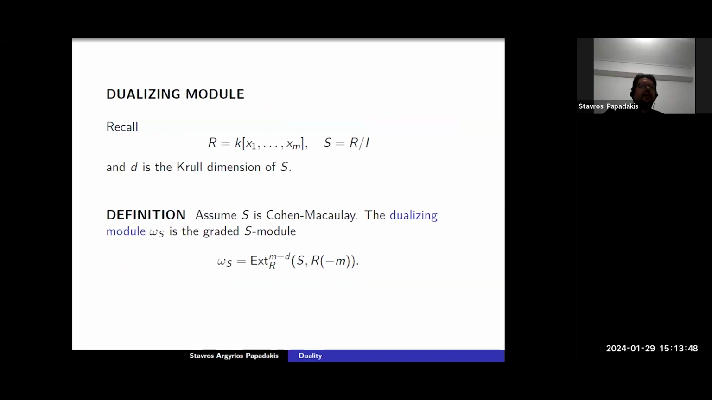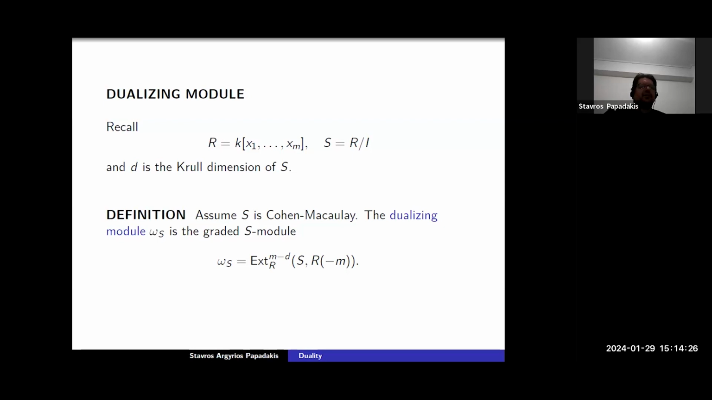Now, there is a notion of dualizing module that plays an important role in commutative algebra and also in algebraic geometry, with respect to Serre duality. Fortunately, at least for this talk, it will play a very minor role, but it's important to define it, because one of the most natural definitions of Gorenstein rings is in terms of it.